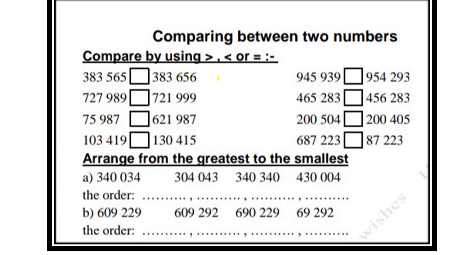Here, my students, compare between these numbers using greater or smaller or equal. First, I have to count the digits in the right and on the left. Here I have 3 and 3 digits, 6 digits here, and 3 and 3, 6 digits here. Okay, now I look for the greatest place value. Here I have 3 and here I have 3. Here I have 8 and here I have 8. Here I have 3 and here I have 3.